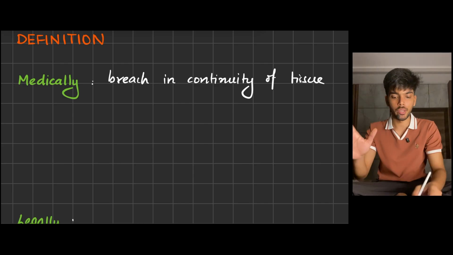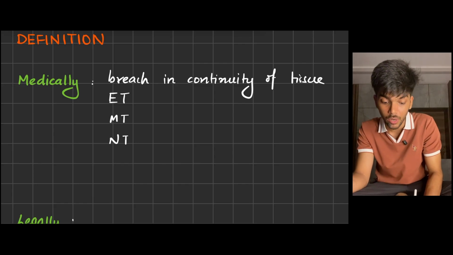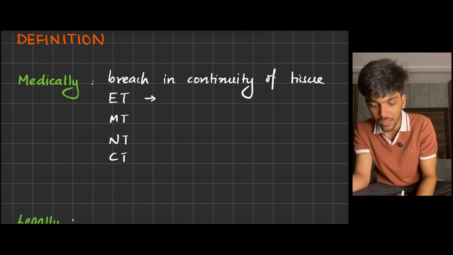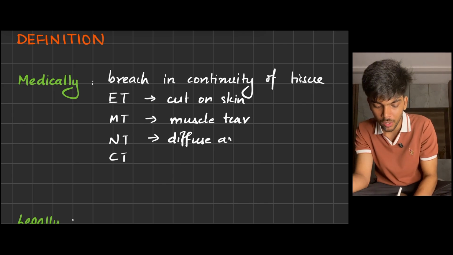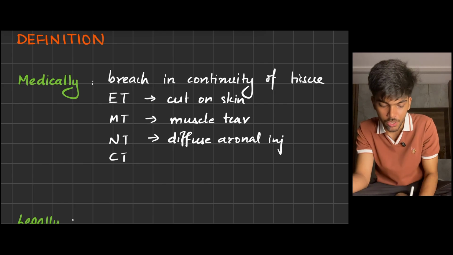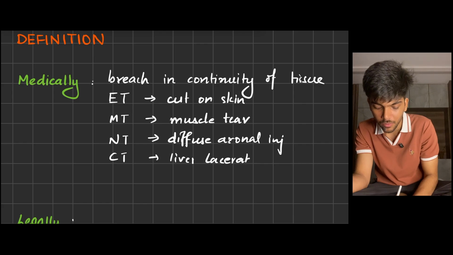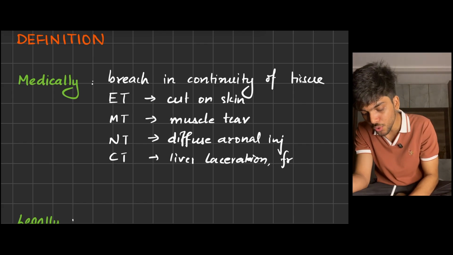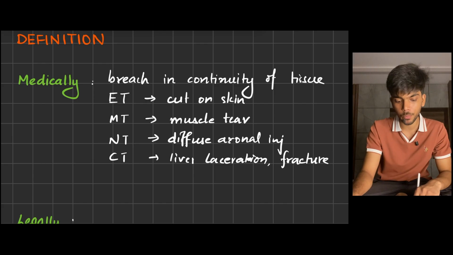This is injury. So the breach can either be in epithelial tissue, or muscular tissue, or nervous tissue, or connective tissue. If the breach is in epithelial tissue, for example, a cut on skin. Muscular tissue, a muscle tear, for example, triceps tear. Nervous tissue, diffuse axonal injury of the brain. And connective tissue, liver laceration or bone fracture. These are also discontinuity in the continuity of the tissue.